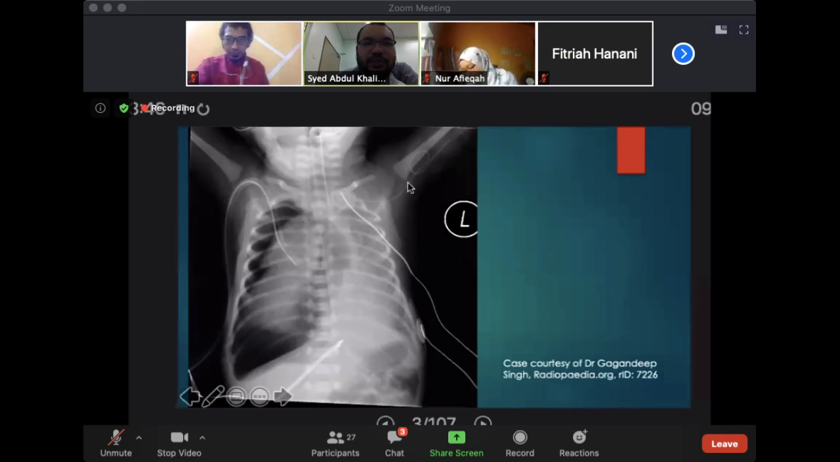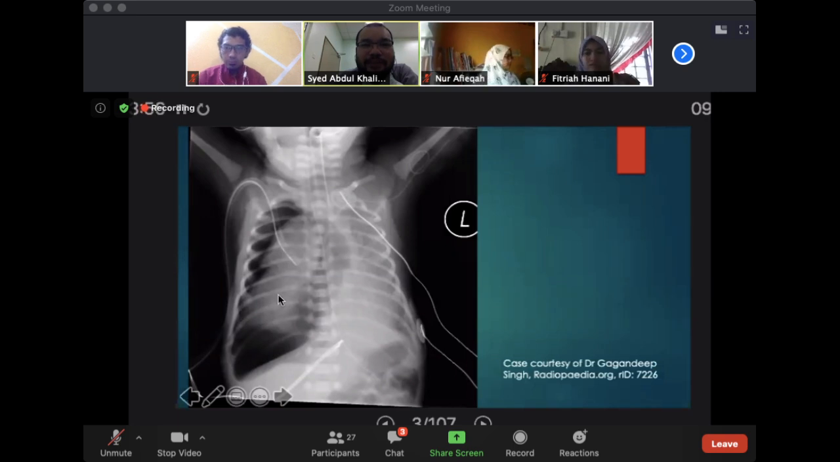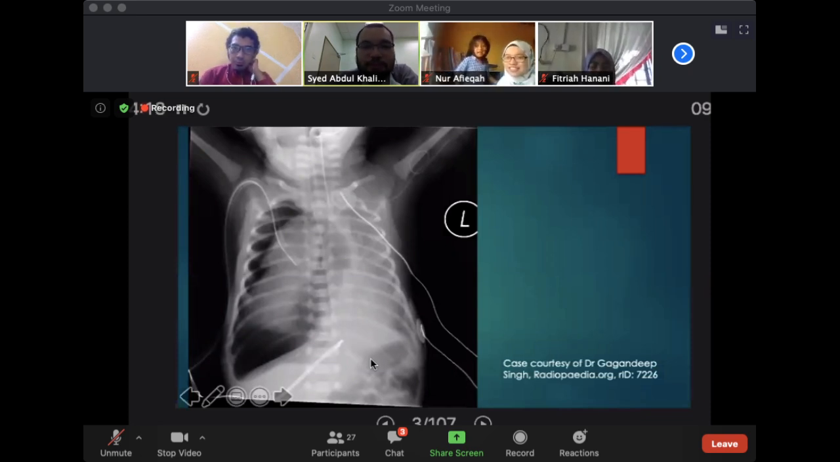So if this sort of X-ray comes in your exam, you need to mention what you can see: a hyperlucency area in the right lung field with herniation into the left mediastinum. It pushes the mediastinum towards the left. You can see the trachea, everything is deviated to the left. And then you can see a chest drain, you can see ET tube inside too, you can see long line, you can see NG tube. So these are the things that you need to mention.